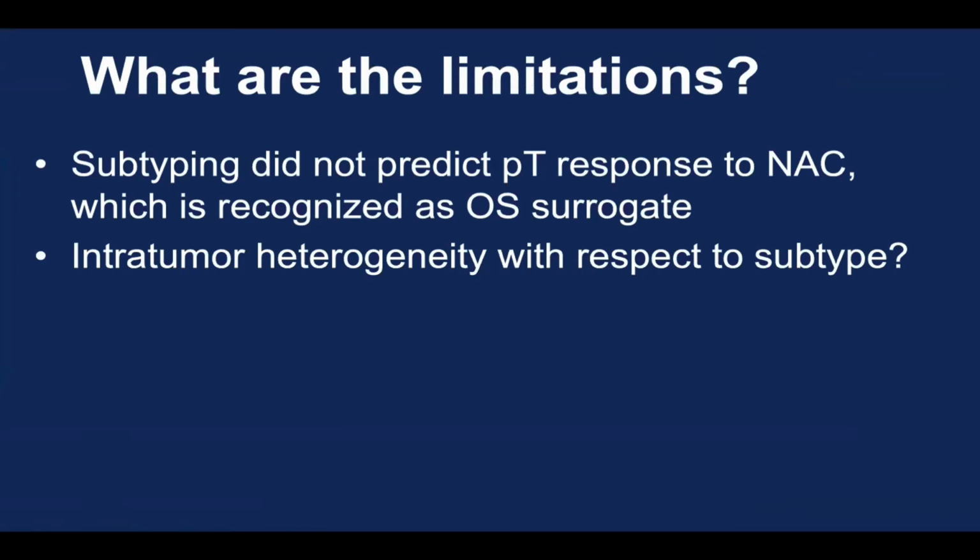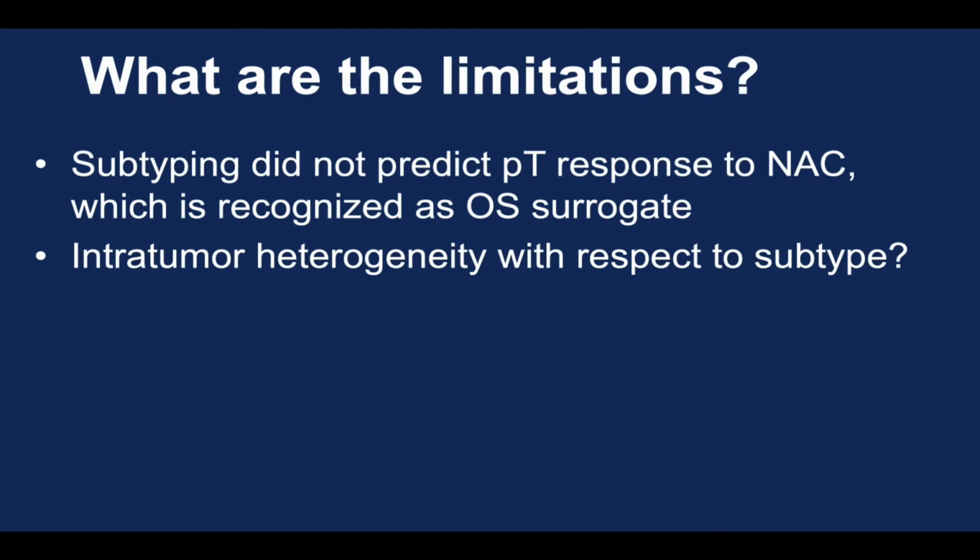So now, what are the limitations here? I mean, it's a good story, but it wouldn't be honest to say that there aren't some limitations to this. First of all, in the neoadjuvant chemotherapy setting, we know that pathologic response to chemo predicts overall survival. Yet in this data set, even though we're able to predict overall survival, it did not correlate with pathologic response. And so that's a bit of an anomaly that we haven't been able to explain.